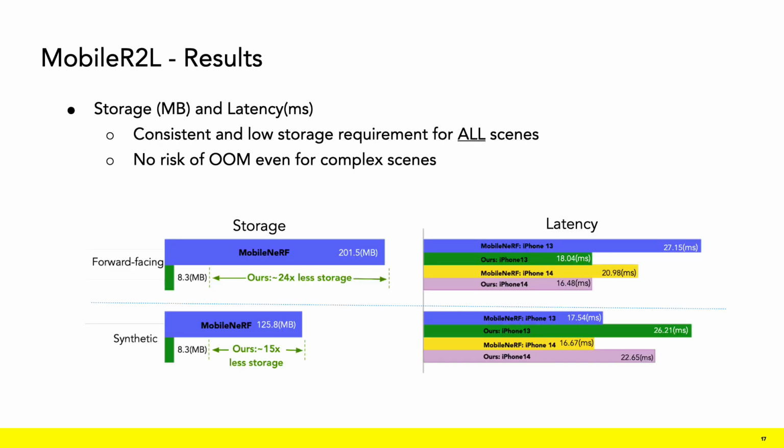For the storage, our model MobileR2L requires around 15x less storage than MobileNeRF on the synthetic dataset. For the forward-facing dataset, our model requires 24x less storage than MobileNeRF. Note that our model requires consistent and low storage for all the scenes, so we don't have the risk of out-of-memory errors even for complex scenes.